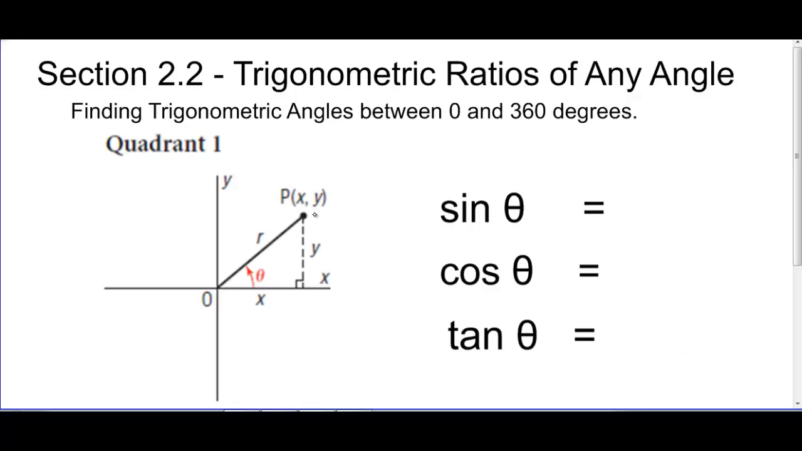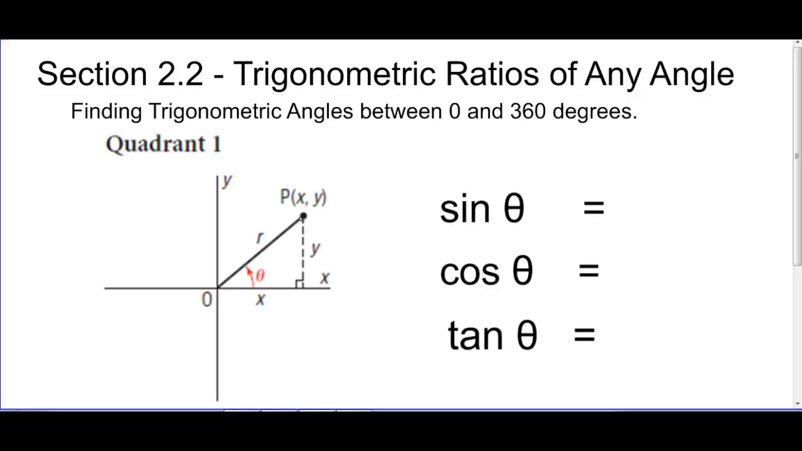When you're looking to find the exact value for a trigonometric ratio, so sine, cosine, or tangent, and you've been given a point x, y somewhere on your coordinate grid, it's fairly easy to get the trigonometric ratios. Remember, for sine, we've got opposite over hypotenuse, cosine is adjacent over hypotenuse, and tangent is opposite over adjacent.